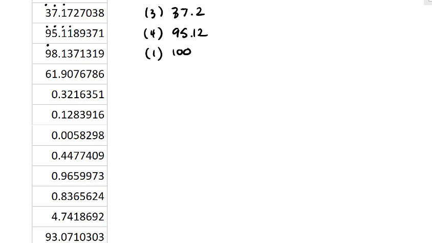Okay, let's do 4 significant figures. 1, 2, 3, 4. Round based on this, so 61.91. Let's go to 2 significant figures. So you can't measure anything until you get to the 3. So 1, 2, and then you round down. 0.32. Okay, let's go to 2 significant figures again. 1, 2, round down. 0.13.